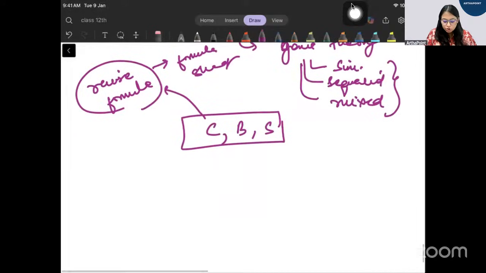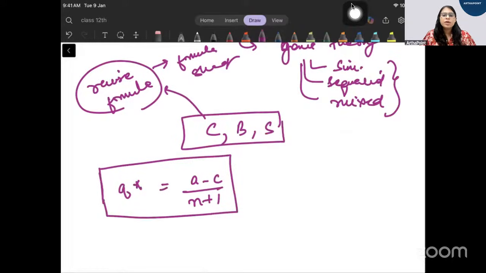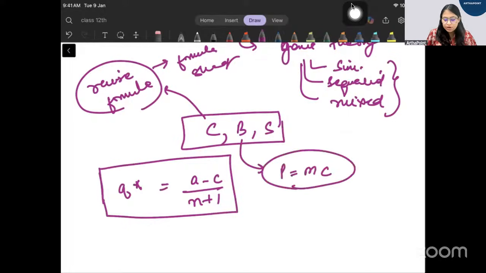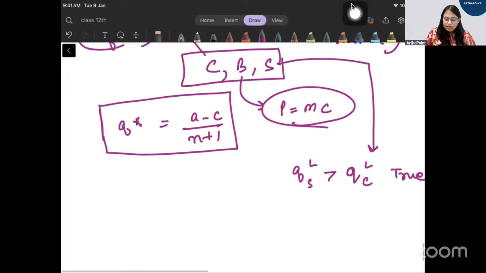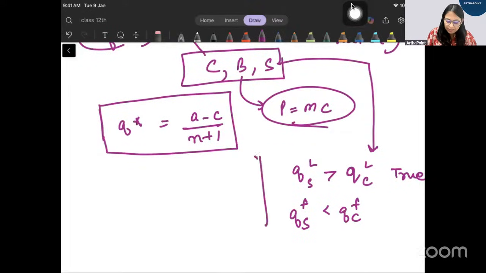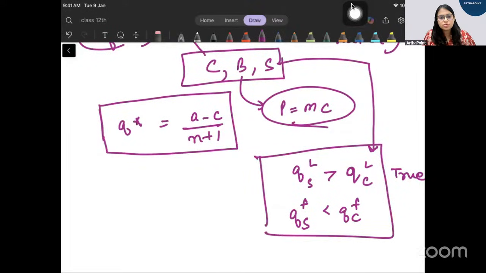So if tomorrow I show you (a minus c) upon (n plus 1), आपको पता होना चाहिए ये Cournot का individual output है. If I ask you what is Bertrand paradox, you should know P equal to MC condition is Bertrand paradox. If I ask you in Stackelberg, is quantity of Stackelberg more than quantity of Cournot for leader? Answer should be true. Is quantity of Stackelberg for follower less than quantity of Cournot for follower? ऐसे questions, linking them. Is it true? Is it false? ठीक है.